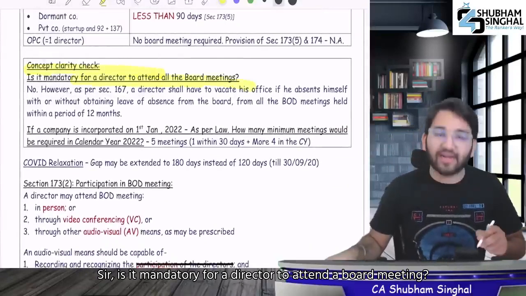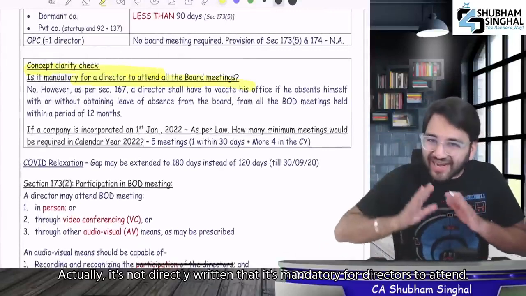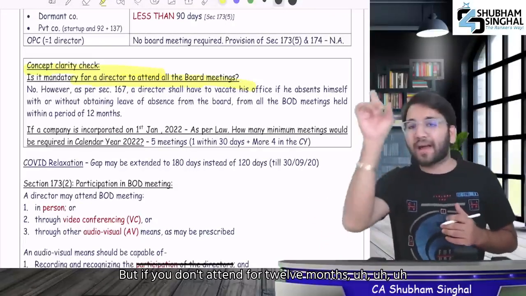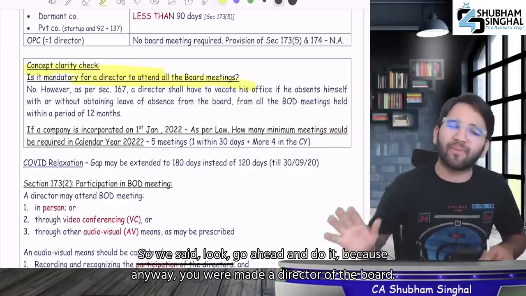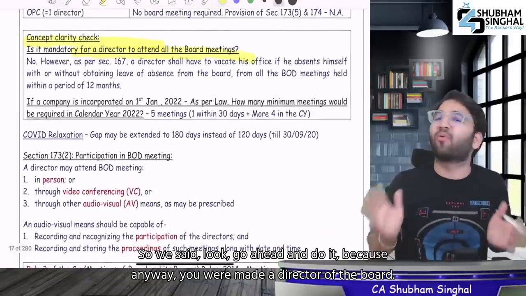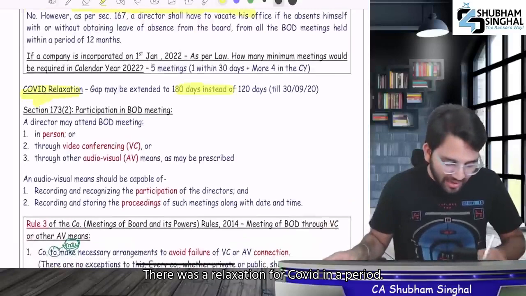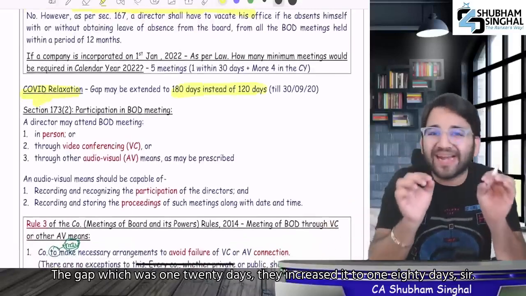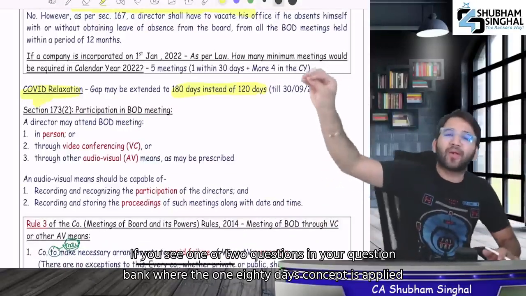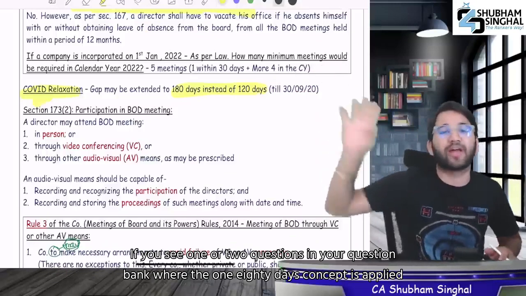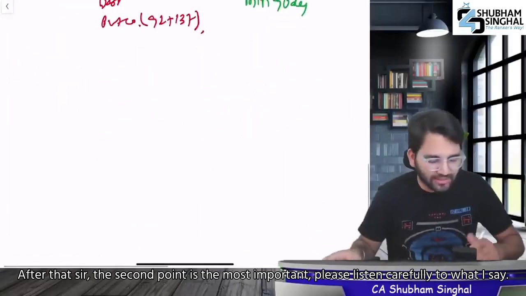Is it mandatory for a director to attend meetings? Yes, every director has to attend the board meeting. It's not mandatory to attend every meeting, but if you don't attend for 12 months, your office will be vacated under 167. Next, there was relaxation for COVID in a period. The gap which was 120 days, they increased to 180 days. Okay? This isn't that relevant. If you see 1 or 2 questions in your question bank where the 180 days concept is applied, it is from this. After this, the second point is most important, please listen.